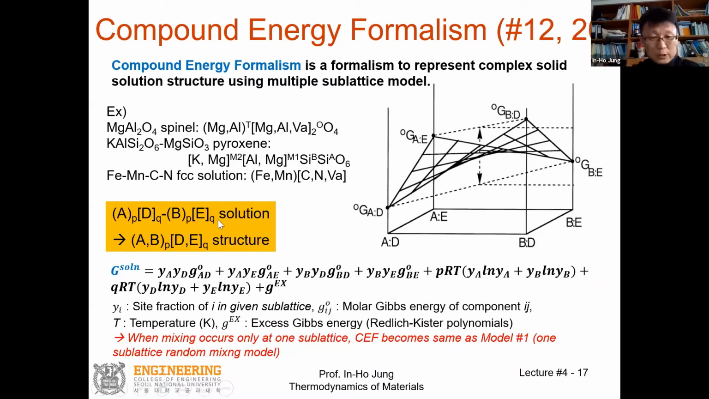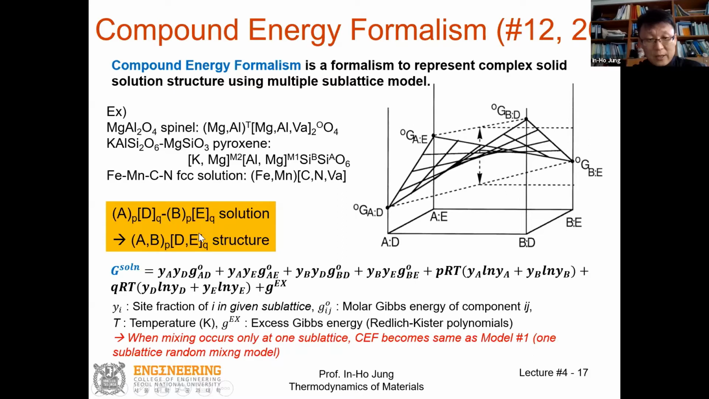So now let's assume this kind of solution. Let's assume I have AD and BE kinds of mixing. So this is one end member, this is another end member. So we have 2 components mixing as a solution, and A and B are mixing in the first sublattice, and the number of sites for the first sublattice is P moles in the given formula.